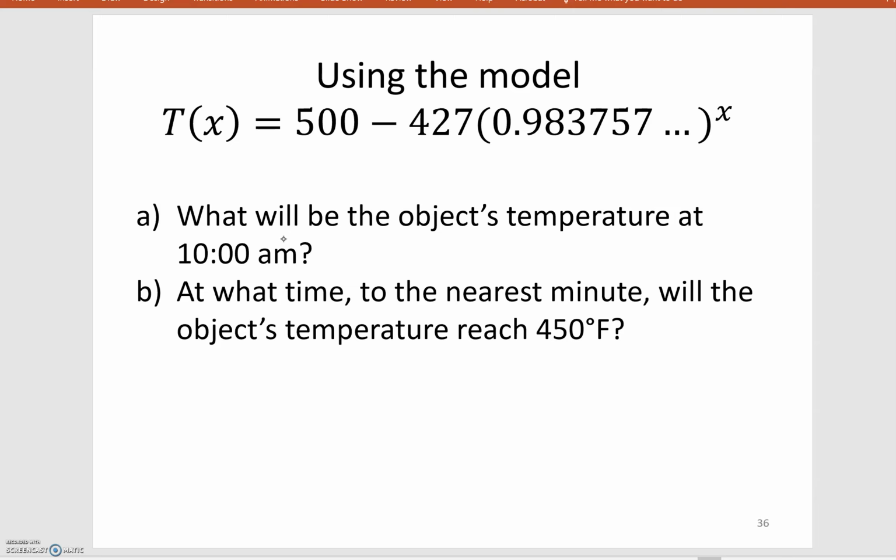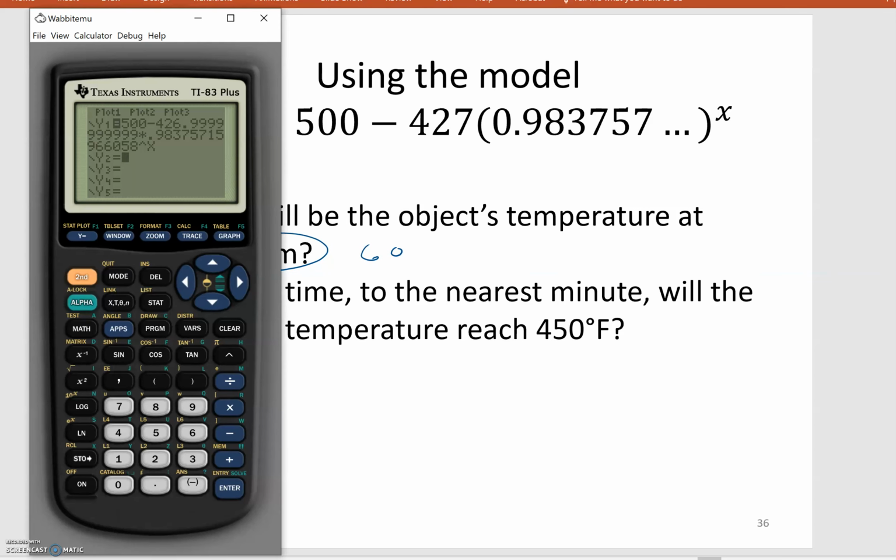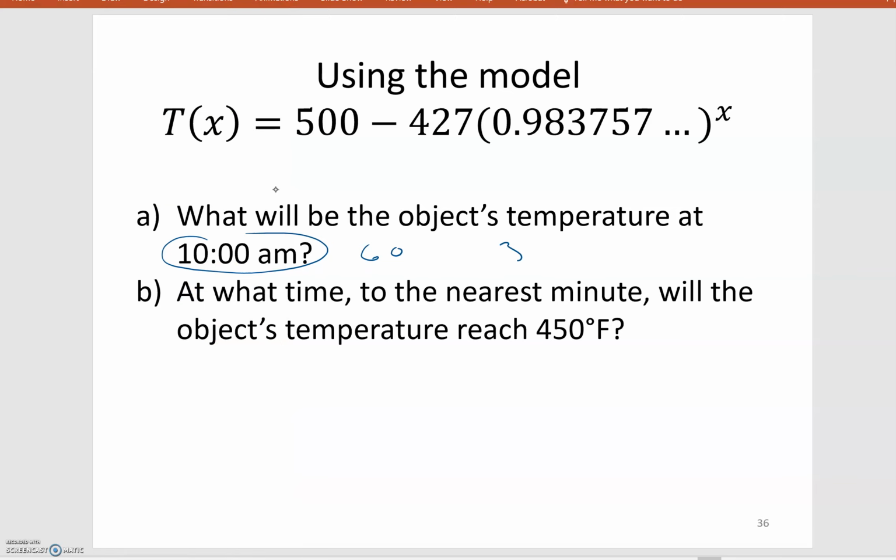So for example, what will be the object's temperature at 10 a.m.? So remember, we started at 9 a.m., so that's 60 minutes. So all we have to do is just evaluate the model at 60. And that's our object temperature, 340.15 degrees Fahrenheit. Okay.